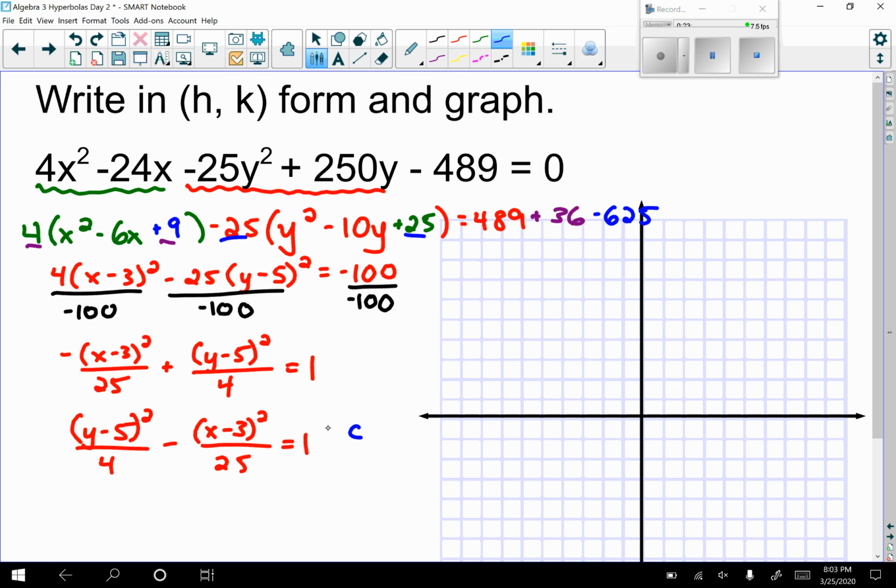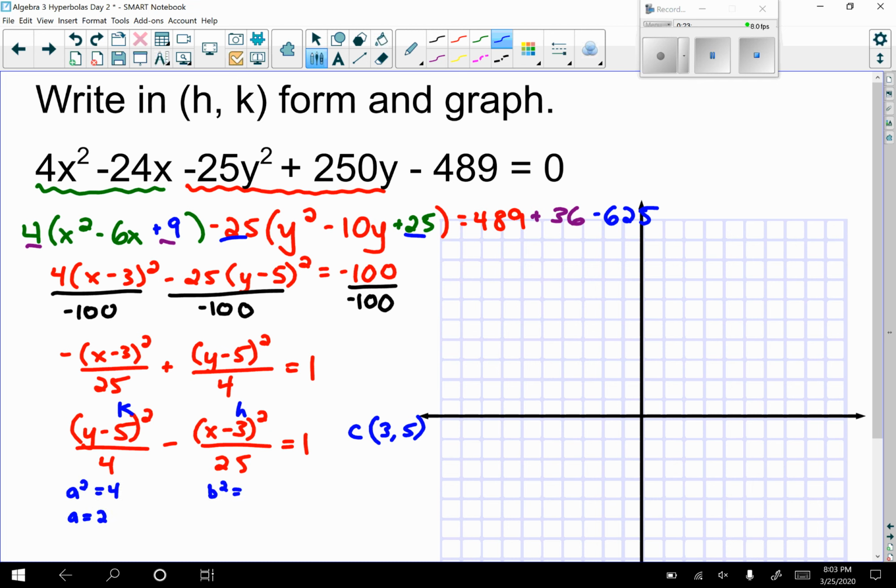Our center, careful though, the y comes first. So over here is our h, and then the 5 is our k. So our center is at 3, 5. Again, a squared is 4, so a is 2. B squared is 25, so b is 5.